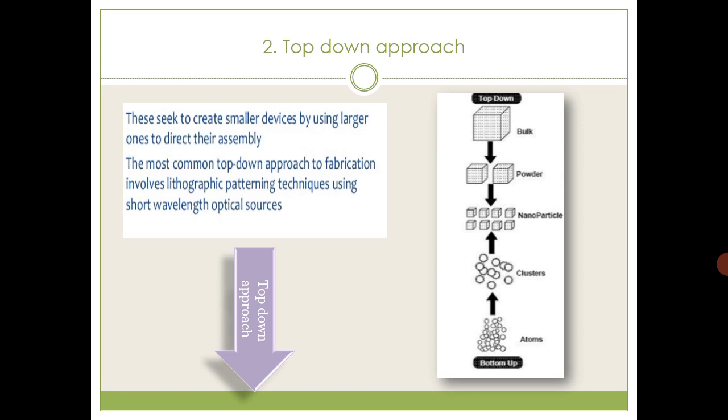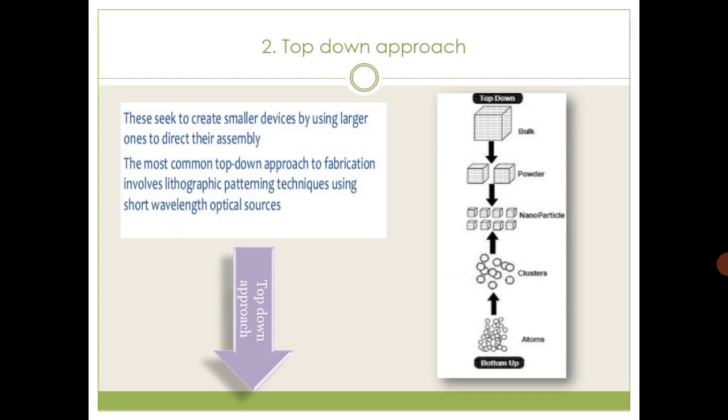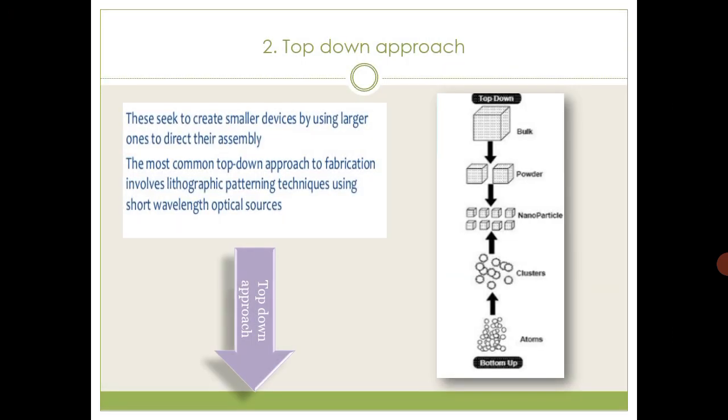Now look at the bottom up approach. These are small atom particles. These atoms will produce clusters of atoms. These clusters of atoms can produce the nanoparticles. So now you will understand the two approaches, the top down approach and the bottom up approach.